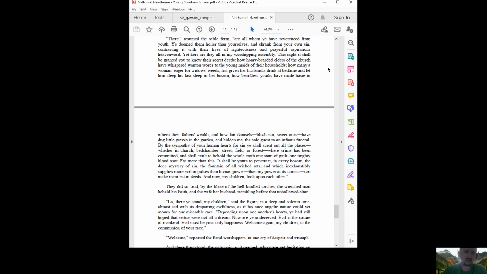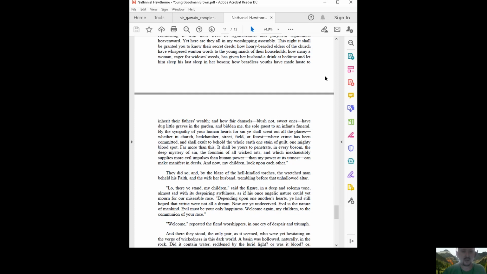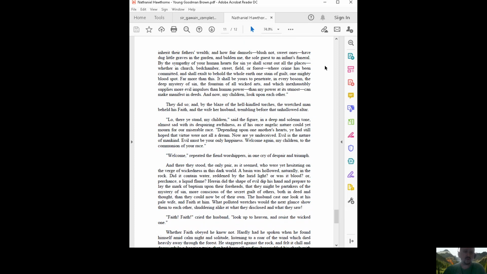This night it shall be granted you to know their secret deeds, how hoary-bearded elders, that is, white-bearded elders, of the church, have whispered wanton words to the young maids of their households, how many a woman eager for widow's weeds has given her husband a drink at bedtime and let him sleep his last sleep in their bosom, how beardless youths have made haste to inherit their father's wealth, and how fair damsels, blush not, sweet ones, have dug little graves in the garden, and bidden me the sole guest to an infant's funeral.